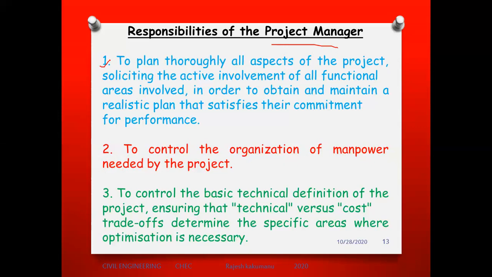First, to plan thoroughly all aspects of the project, including the active involvement of all functional areas involved. Second, to control the organization of manpower needed by the project. Third, to control the basic technical definition of the project, ensuring that technical versus cost trade-offs determine the specific areas where optimization is necessary.